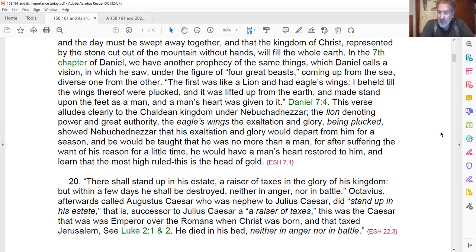So, evidenced from sacred history, paragraph 22.3: there shall stand up in his estate a raiser of taxes in the glory of his kingdom, but within a few days he shall be destroyed, neither in anger nor in battle. Octavius, afterward called Augustus Caesar, who was nephew to Julius Caesar, did stand up in his estate, that is, successor to Julius Caesar, a raiser of taxes. This was the Caesar that was emperor over the Romans when Christ was born, and that taxed Jerusalem. He died in his bed, neither in anger nor in battle.